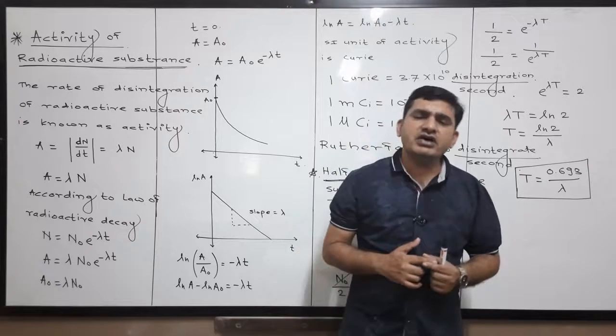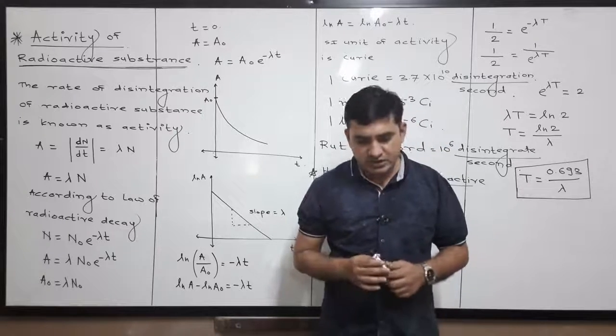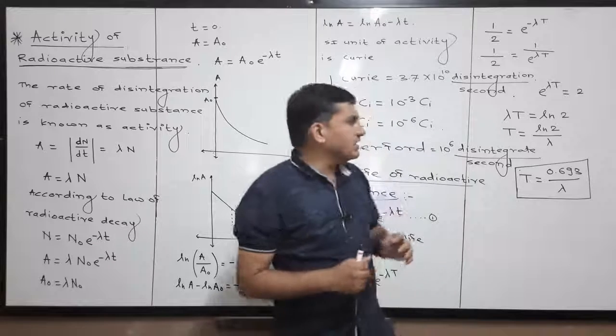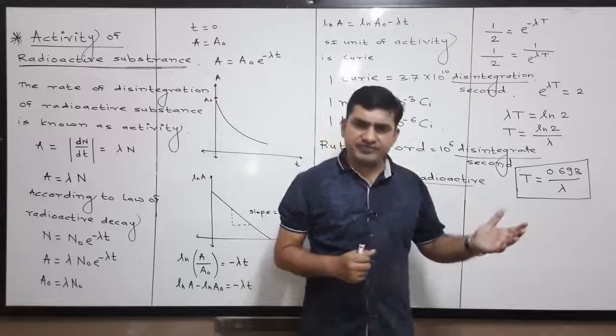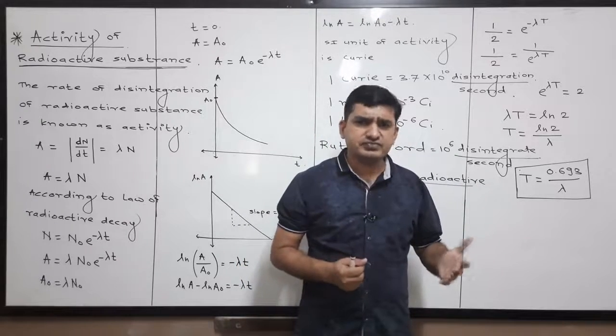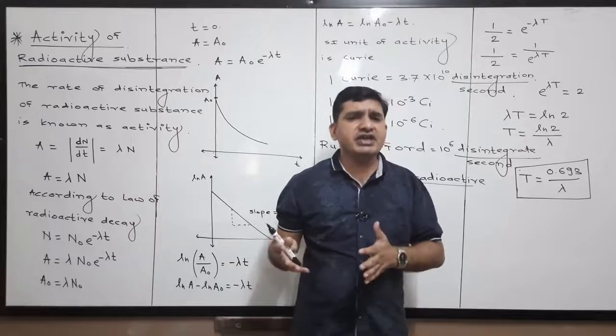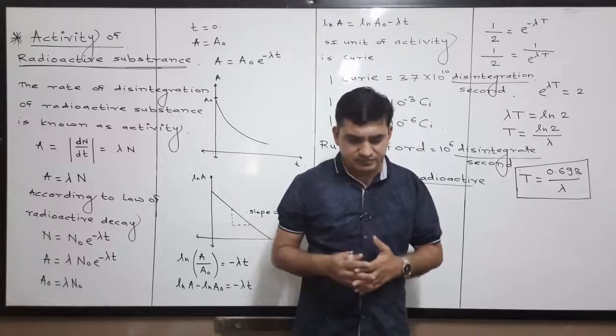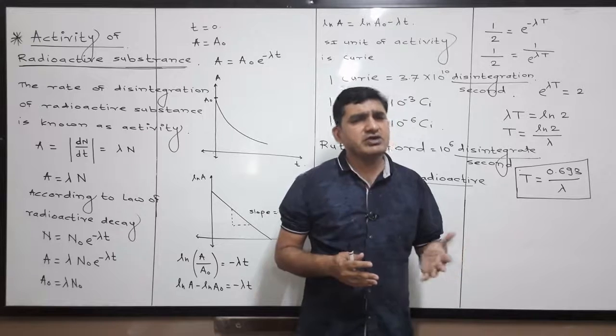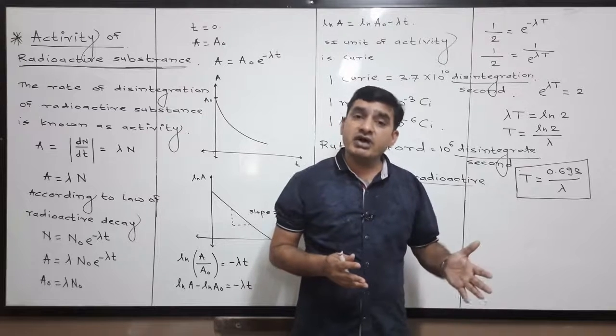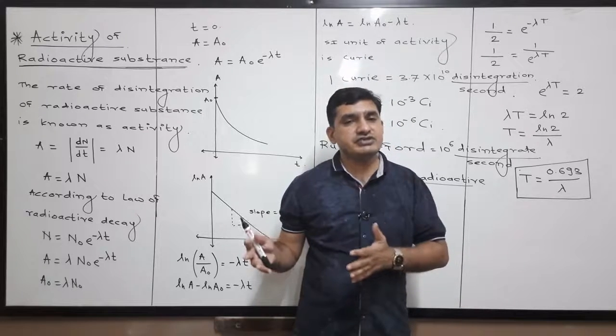The second unit of radioactivity is the Rutherford. 1 Rutherford is 10 raised to 6 radioactive atoms disintegrating in 1 second. 1 millicurie is equal to 10 raised to minus 3 curie. 1 microcurie is equal to 10 raised to minus 6 curie.